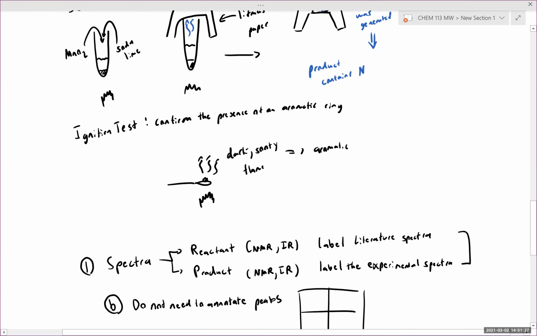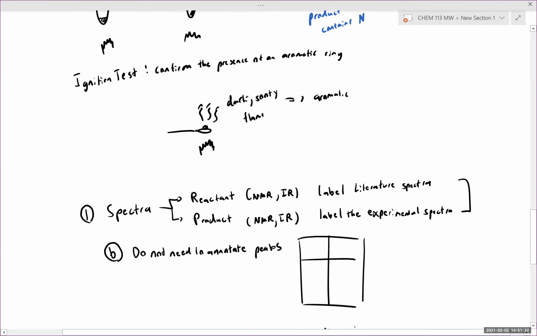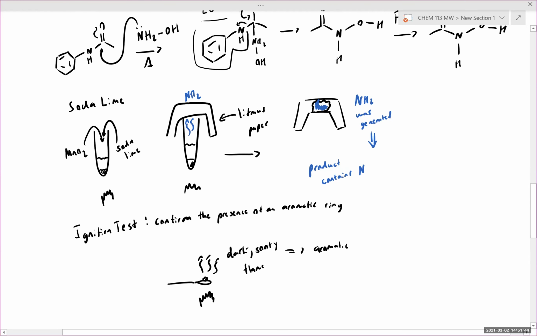Finally, we're going to be dealing with the ignition test, which confirms the presence of an aromatic ring. We've seen this time and time again. Burning a compound containing an aromatic ring generates a dark and sooty flame. So that's an overview of today's lab. Pretty straightforward reaction, all things considered. The main bulk of this lab is dedicated to analyzing the spectra and the chemical test results.